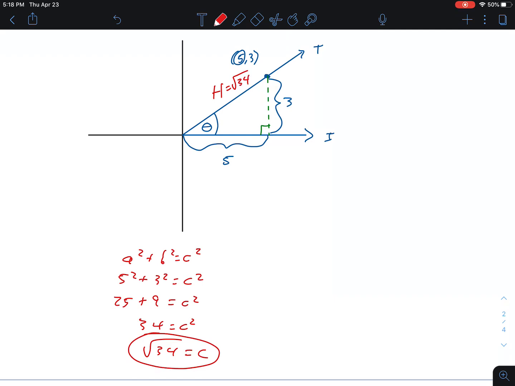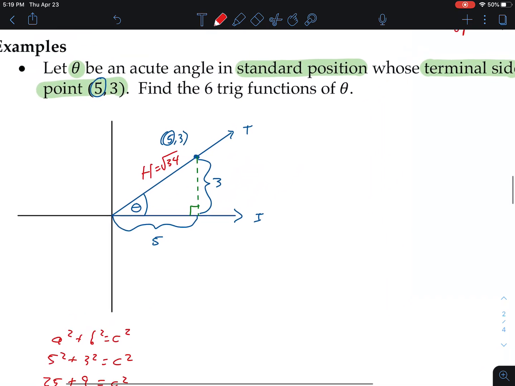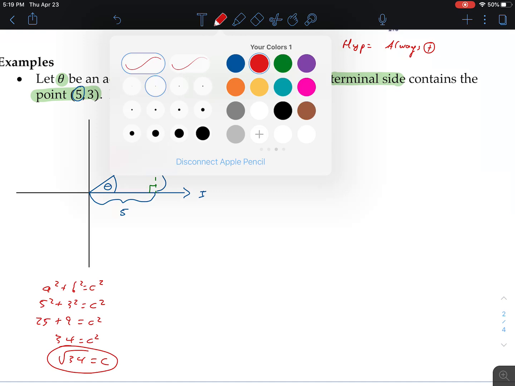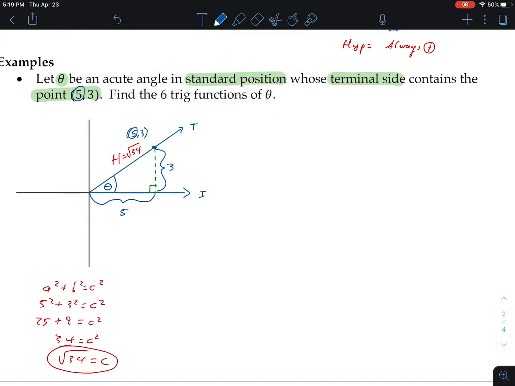Radical 34. Oh, Francis, that's a terrible number. Nah, it's okay. Radical 34, we can deal with that. No need to rationalize our equations here. We're just going to write all of them out. All right, so let's start to write them out. So all 6. Sine of theta, cosine of theta, tangent of theta.